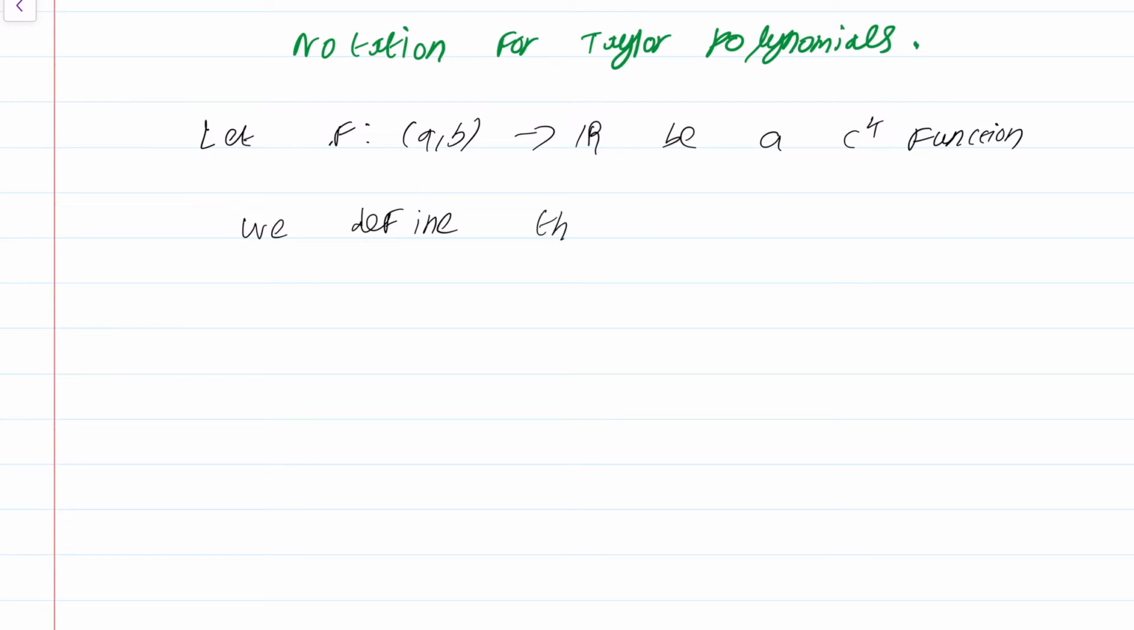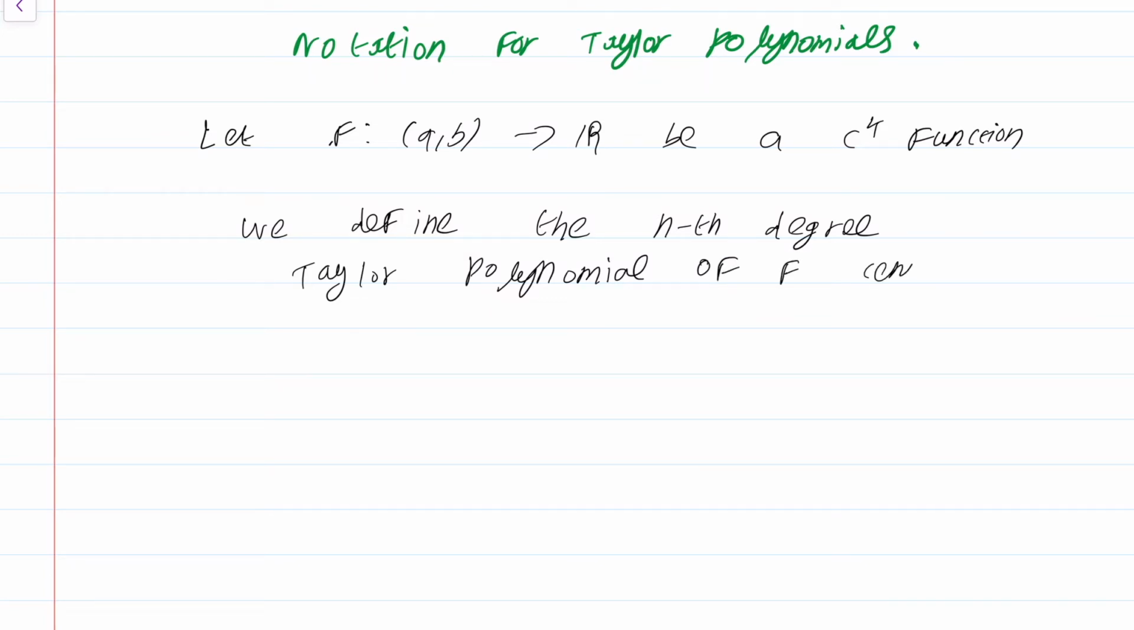We define the nth degree Taylor polynomial of f centered at c in (a, b), and I must mention, nth degree with n less than or equal to k, of course, by T_n.